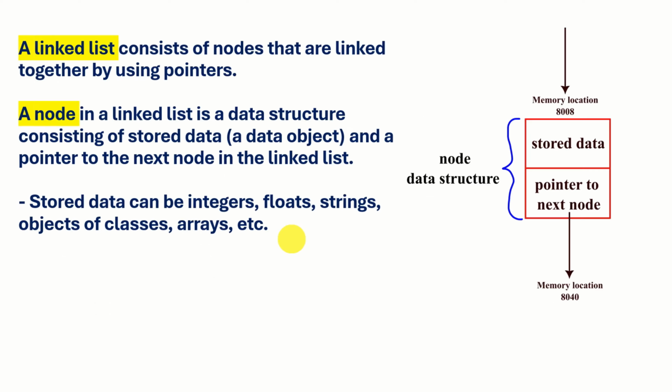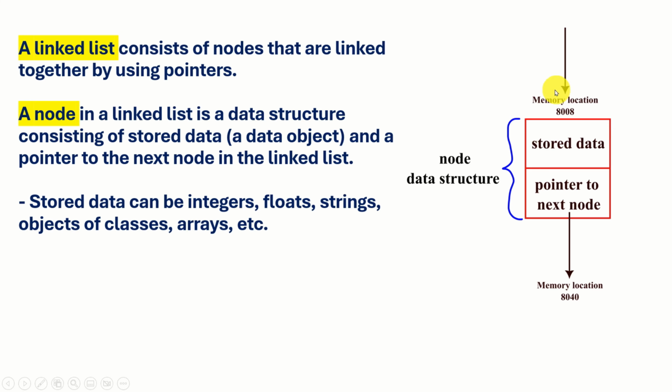Before we start with C++ implementation, we need to clearly define a linked list. A linked list consists of nodes that are linked together by using pointers. Next, we need to define a node. A node in a linked list is a data structure consisting of stored data or a data object and a pointer to the next node in the linked list. Stored data can be integers, floats, strings, objects of classes, arrays, images, even other classes, etc.